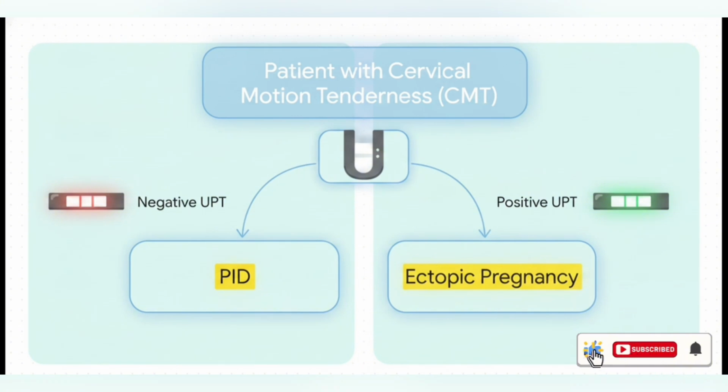Now, here is a golden clinical pearl for your practical exams. You do a pervaginal exam and you elicit cervical motion tenderness, or CMT. CMT essentially tells you there is peritonitis. But wait, it happens in both severe PID and a ruptured ectopic. So how do you quickly differentiate? The simple UPT, the urine pregnancy test, is your absolute tiebreaker. CMT with a negative UPT strongly points to PID, but CMT with a positive UPT or elevated beta-HCG, that is an ectopic pregnancy until proven otherwise.